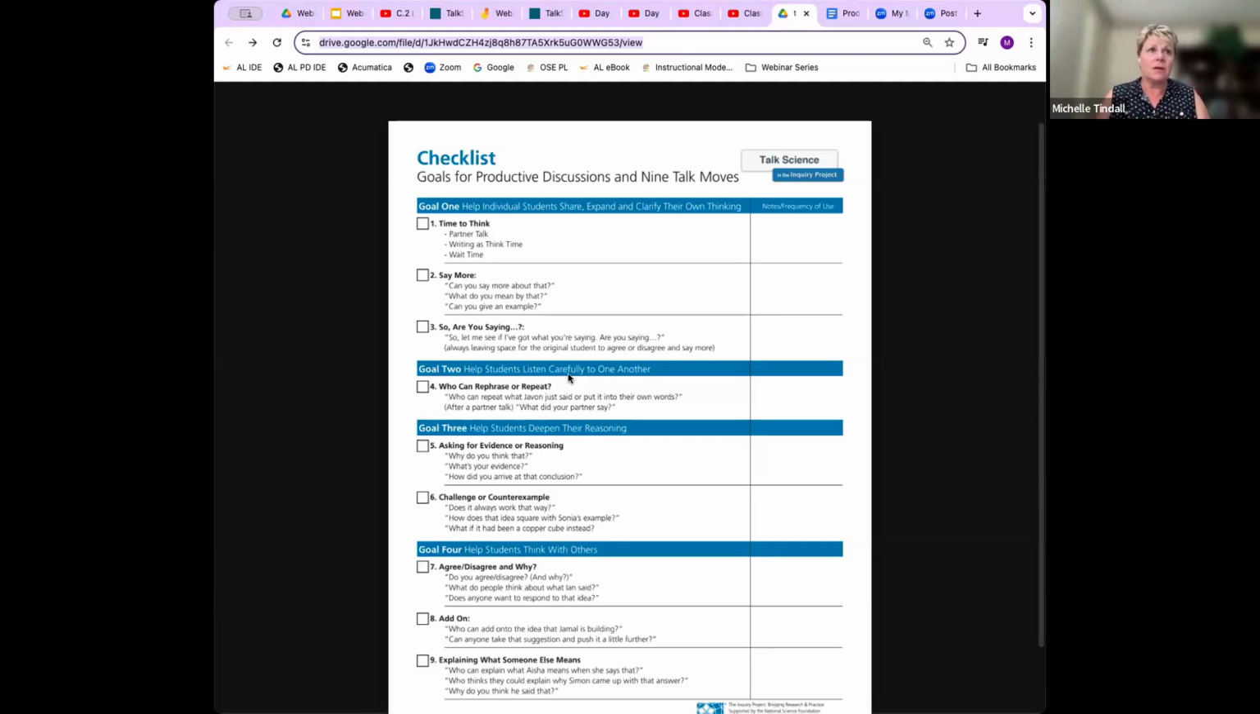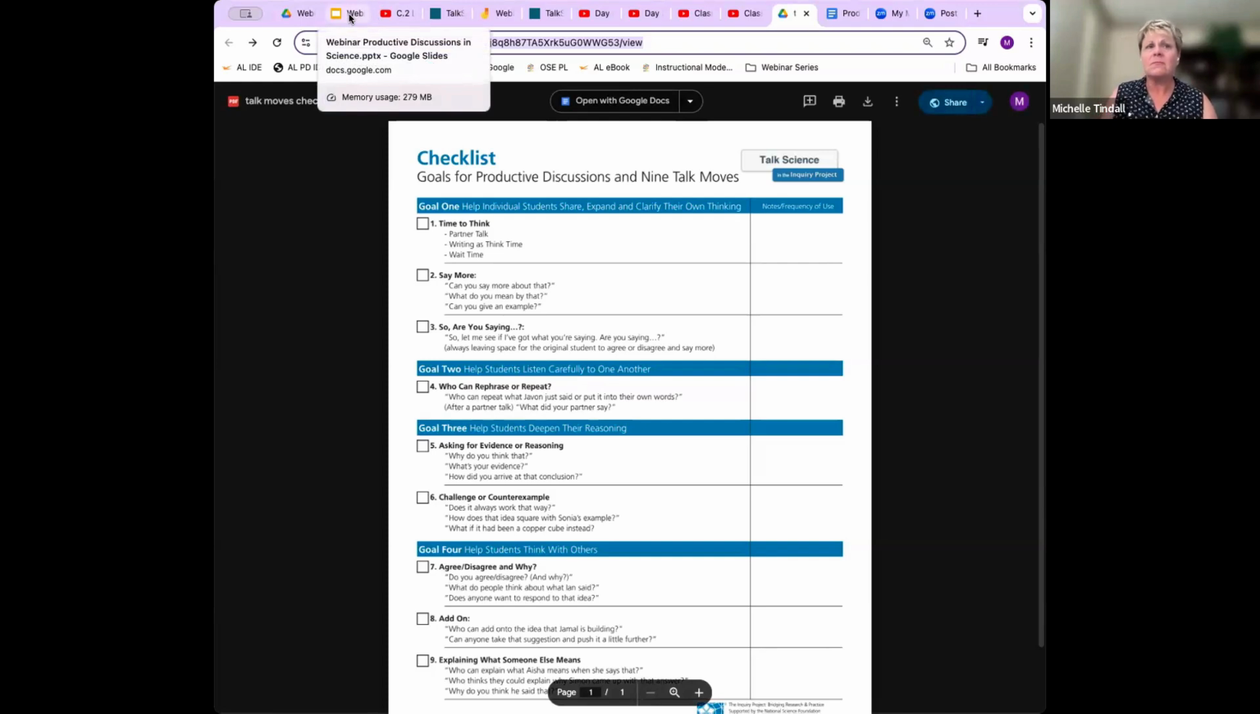And then the last one, which is so important for discussions to happen and to run on their own without you having to manage them, would be to ask students to agree or disagree, to add on, or to explain what somebody else means. And once you use these as part of your practice, the students will start using them as well.